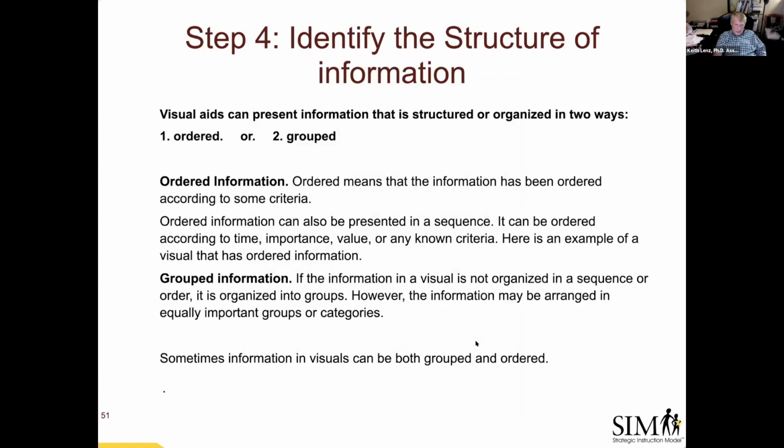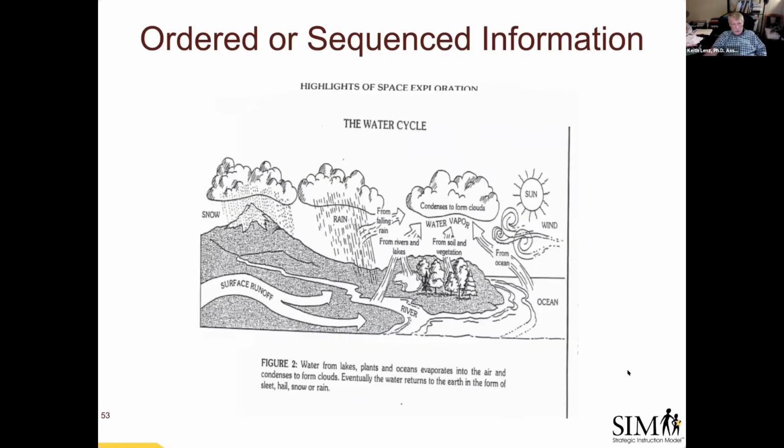If the information in a visual is not organized in a sequence or ordered, it is organized into groups. However, the information may be arranged in equally important groups or categories, but sometimes we can have both. So let's take a look at the next one. Here is a sequence. Here's the water cycle.